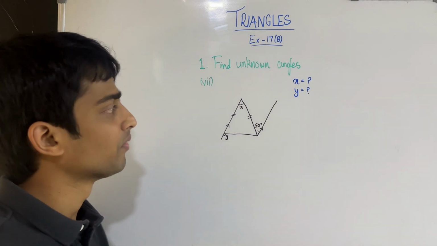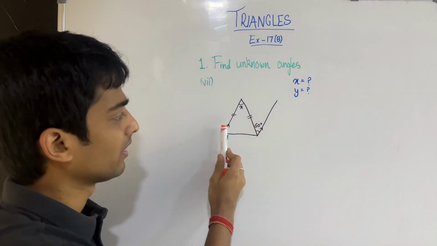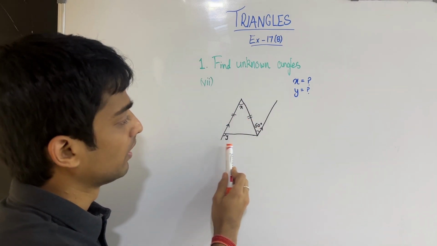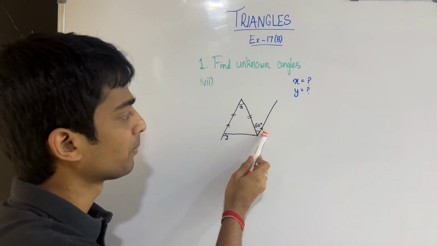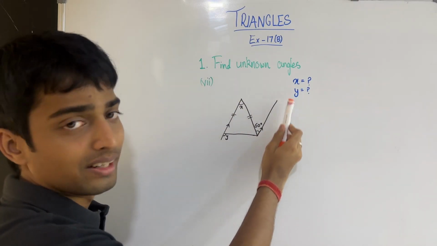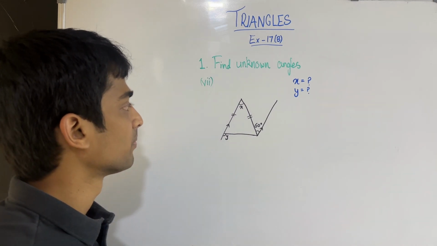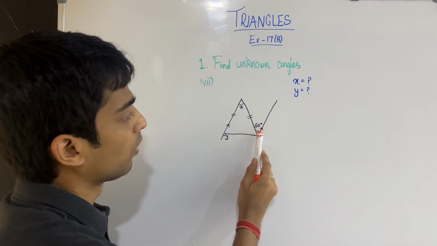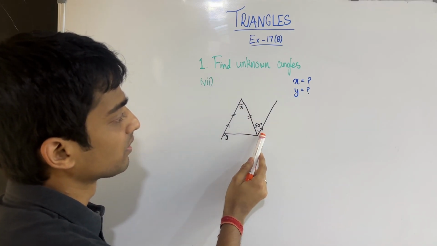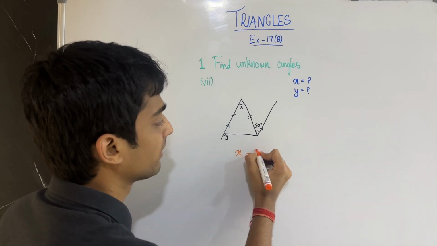Seventh sub question. So we have this diagram here. Now see, this is an isosceles triangle. Two sides are equal. And these two lines are parallel, as you can see, there are arrows here. So these two lines are parallel. You have to find unknown angles X and Y. First, what we'll do is, since these two are parallel lines, alternate angles are equal. So 60 and X is equal. So we can get X from here. X is equal to 60 degrees.